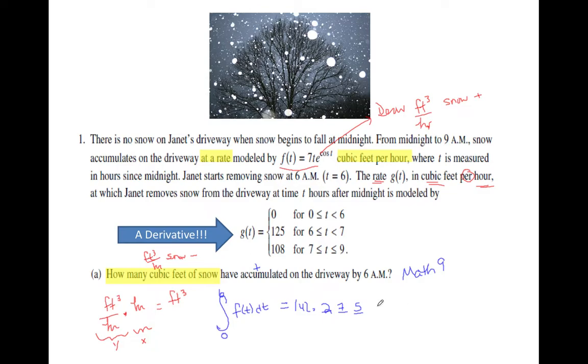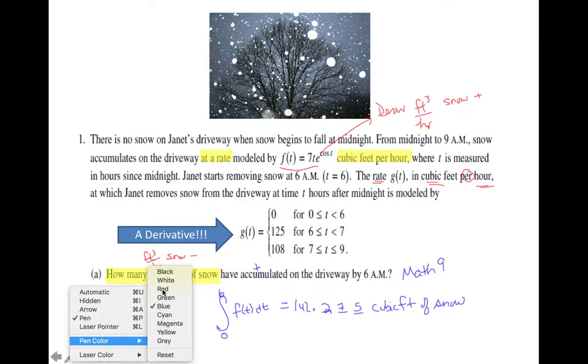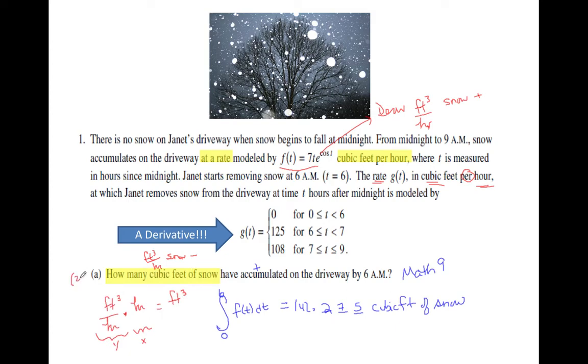And you get 142.123, three places past the decimal. That's a 2, that's a 7, and the last digit is either 4 or 5. It doesn't matter, and you can, of course, give me more decimals if you want. And this is cubic feet of snow.